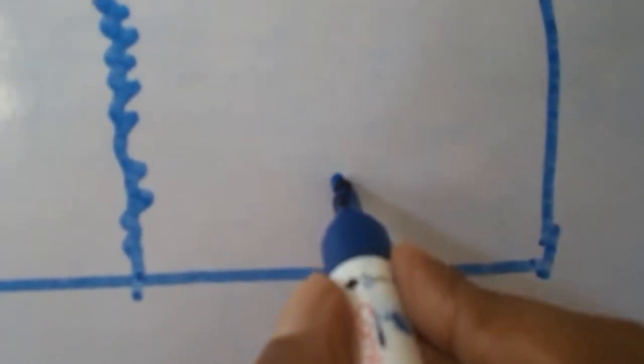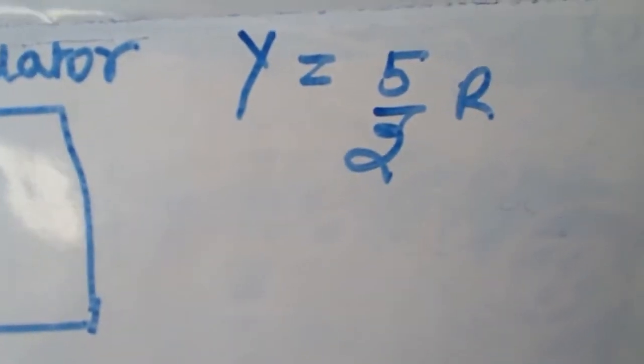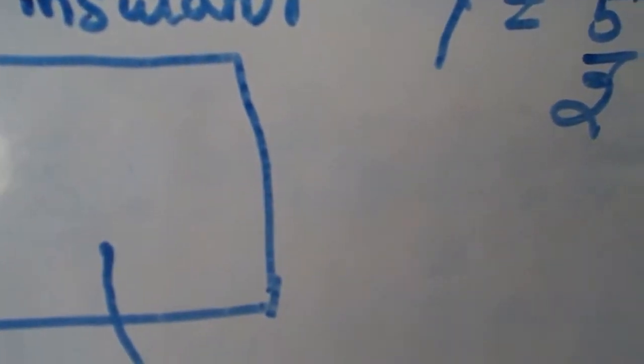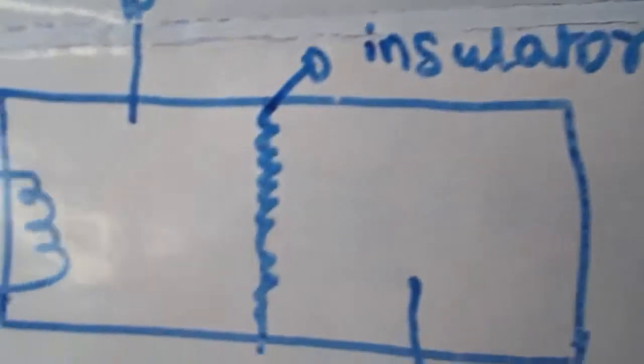In both chambers, in this chamber and in this chamber, monoatomic ideal gas has been filled. Here again it is also monoatomic ideal gas, and gamma is given by 5/2r. Yes, gamma is equal to 5/2r.